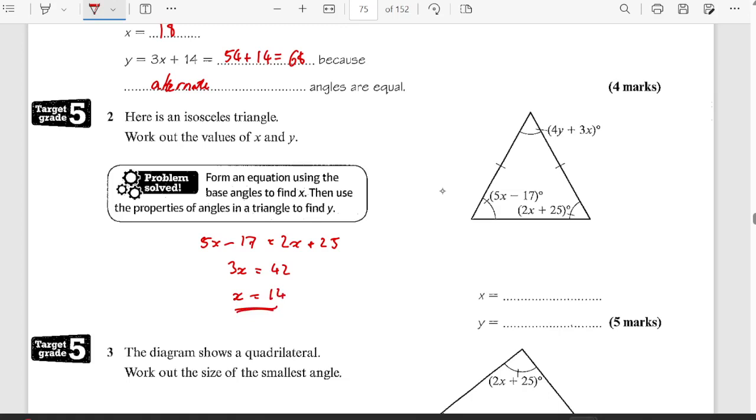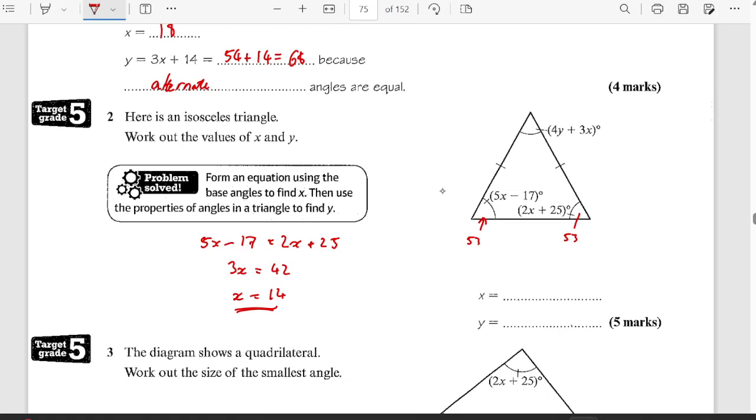And then from there, I've got a few options here. Probably the most straightforward is to work out the size of these angles, and then do 180 minus this angle, minus the known angles. So how I'm going to phrase that is I'm going to just work that out. So 5 times 14 is 70. Take away 17 is going to be 53. So that also would be 53. And we can just double check that. 25 plus 28 would be 53. So those are both 53.